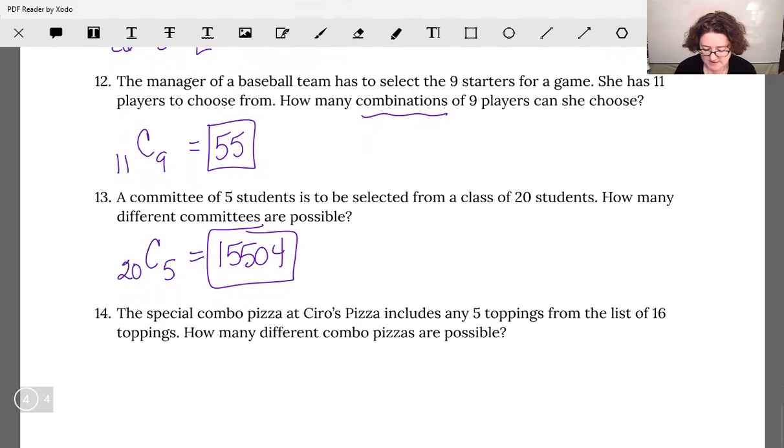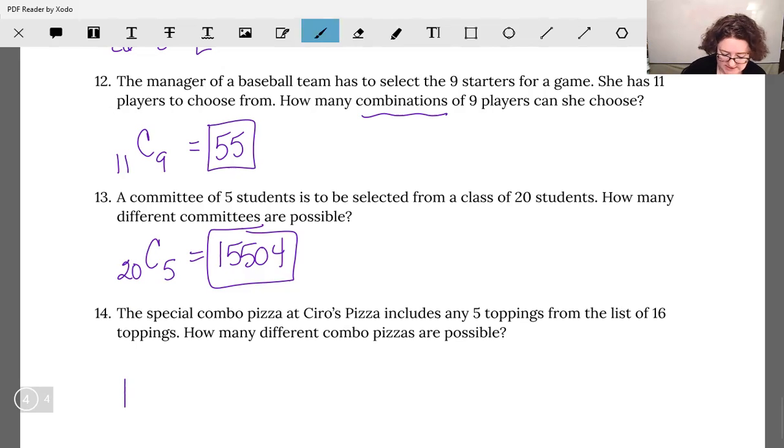Alrighty, last practice problem. The special combo pizza at Ciro's Pizza includes any 5 toppings from the list of 16. How many different combo pizzas are possible? So again, is order important? They're using a combination of toppings. They could technically be put in any order on the pizza. So, combination. Any 5 toppings from the list of 16.